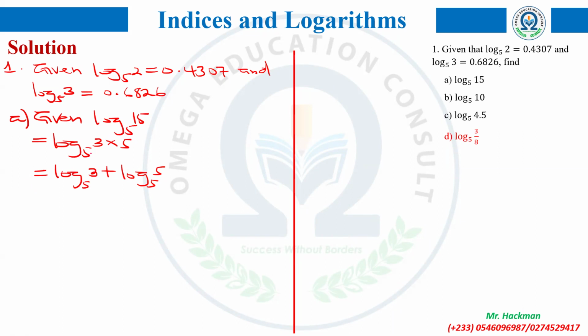Yes, please. Log AB is equal to log A plus log B. So this will be equal to, remember this one, its value has been given, which is this: 0.6826, then plus log of this one, which will be 1. I hope you are with me. Yes, please. In effect, I'm going to conclude by saying, therefore, log to the base 5 of 15 will be equal to this plus this, which will give me 1.16.